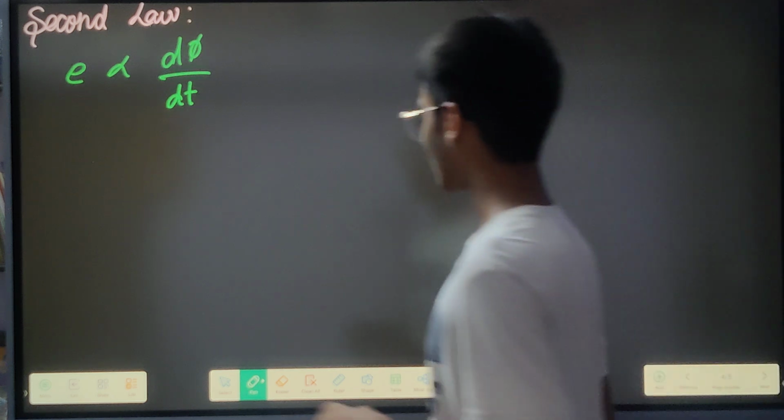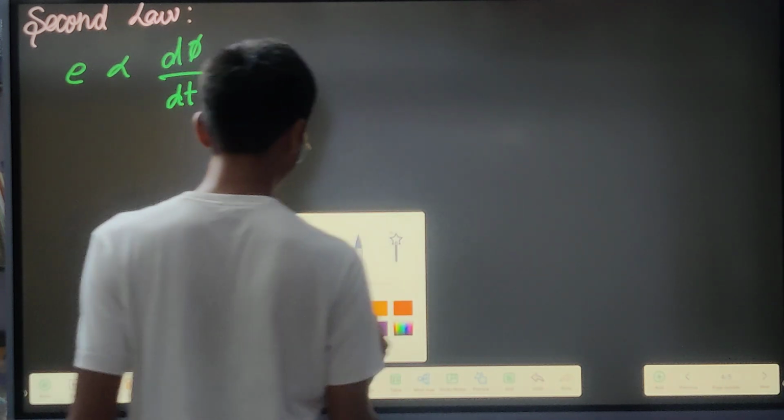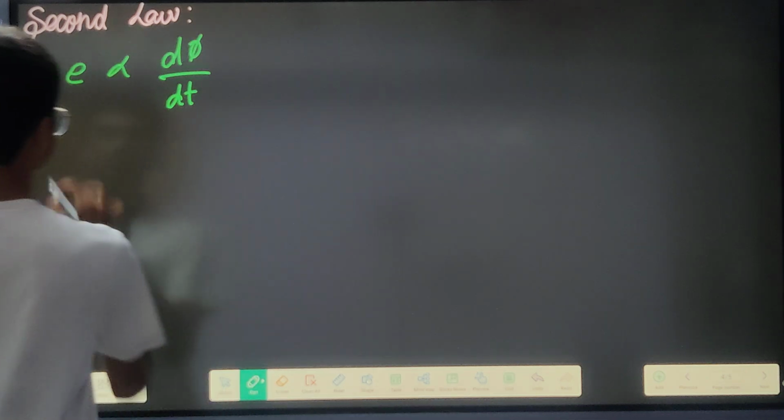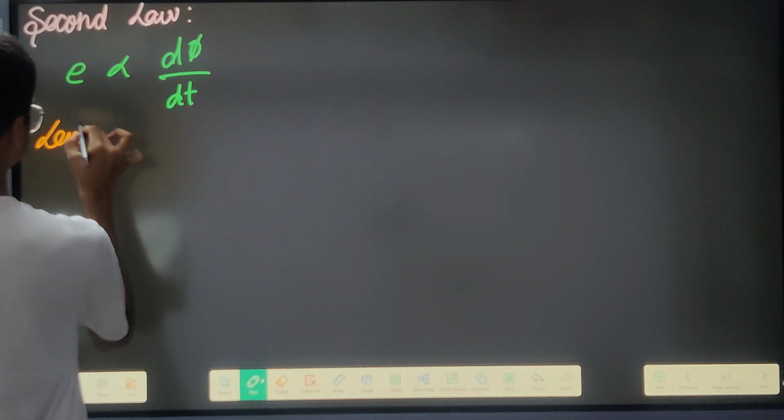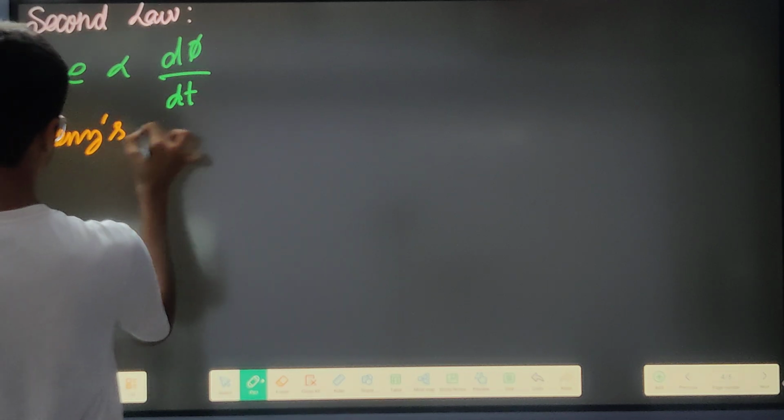Now that is what the third law is, which is Lenz's law. This was given by Lenz. He is also a scientist. Lenz's law.